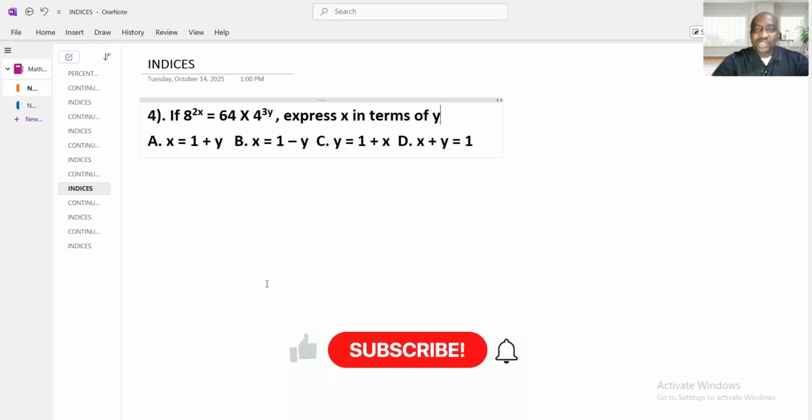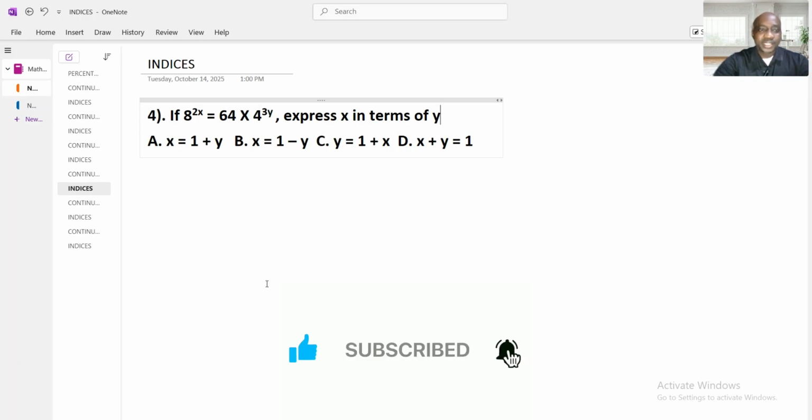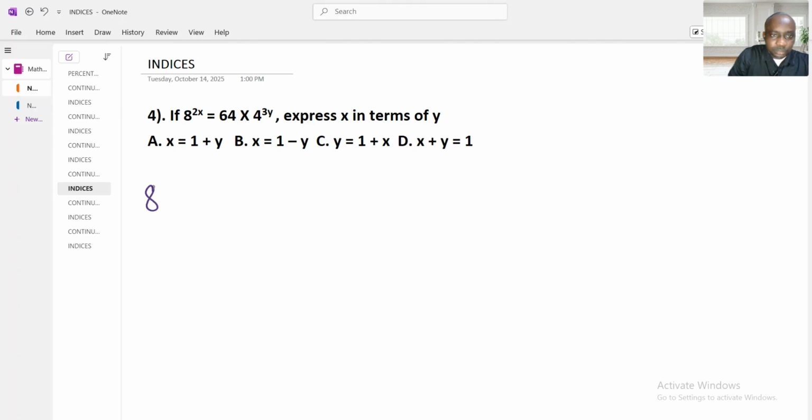I am here again to teach you guys how to solve mathematics questions from indices. If x raised power 2x equals 64 multiplied by 4 raised power 3y, express x in terms of y. Now let me write out the question before we begin. Equals 64 multiplied by 4 raised power 3y.